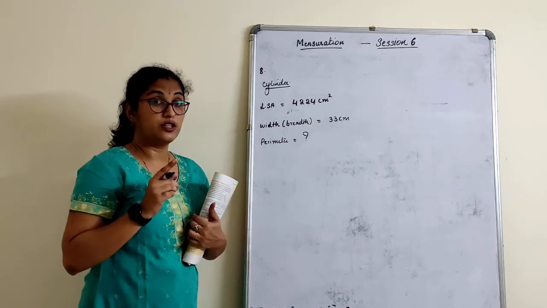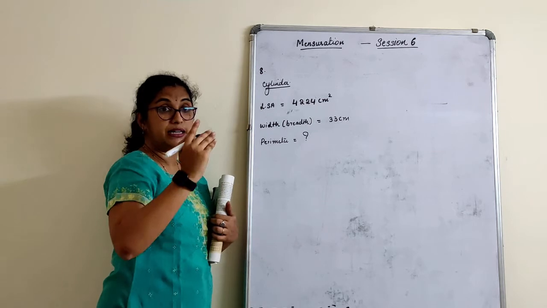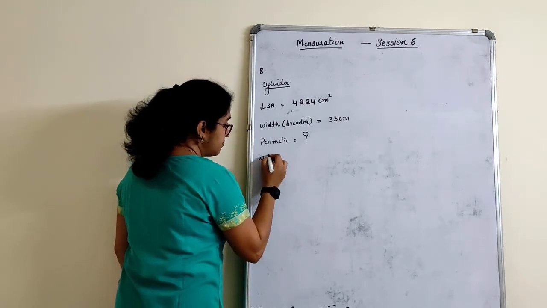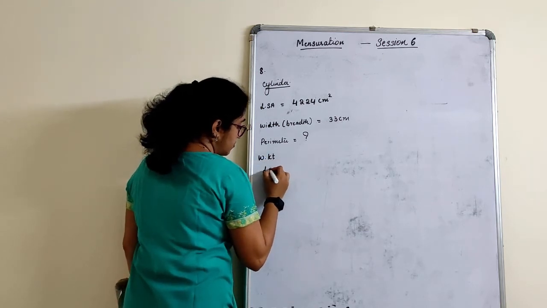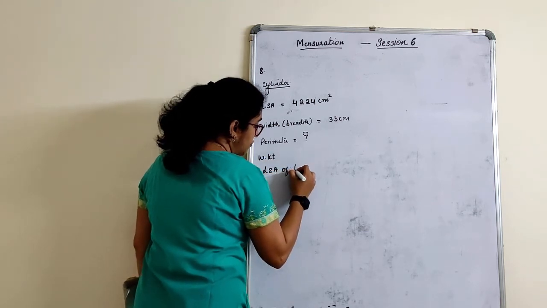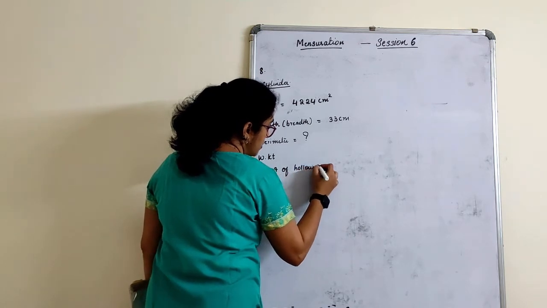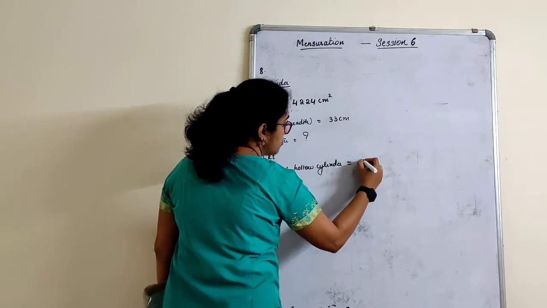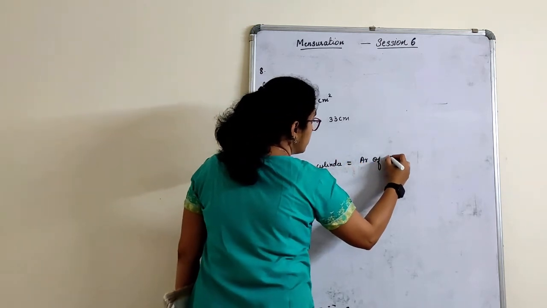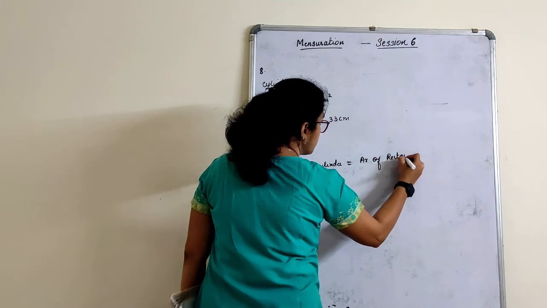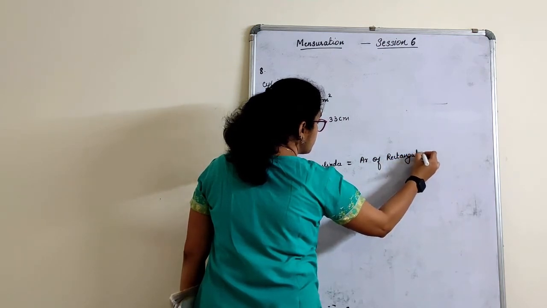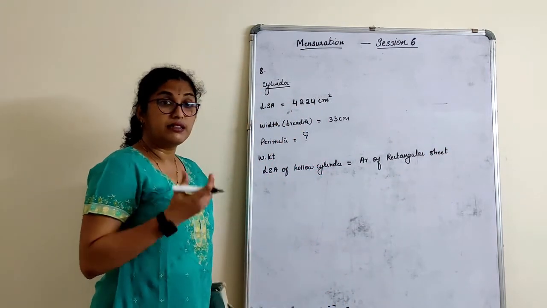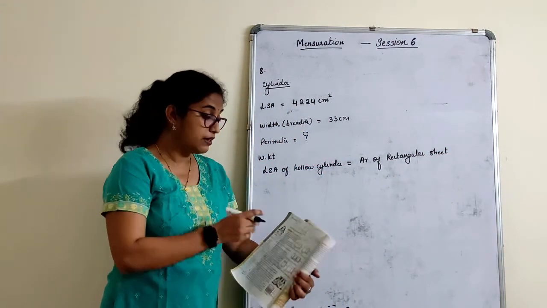Okay, first of all, as I told you, a cylinder's LSA is nothing but, if I cut it open, a rectangular sheet. So we know that LSA of hollow cylinder is equal to area of rectangular sheet. Nowhere have they given this in the question, but that's the concept we have to know from what I told you.